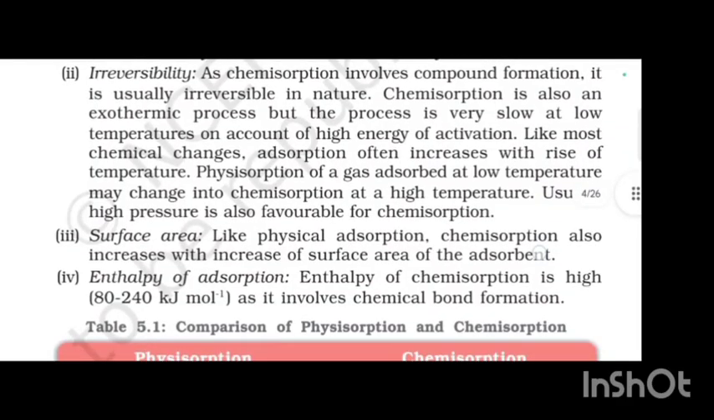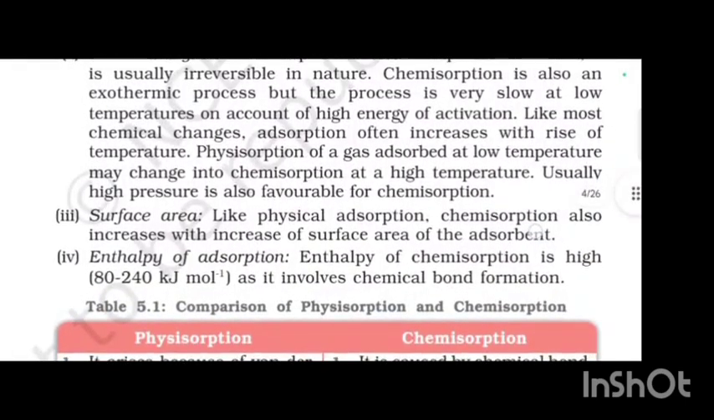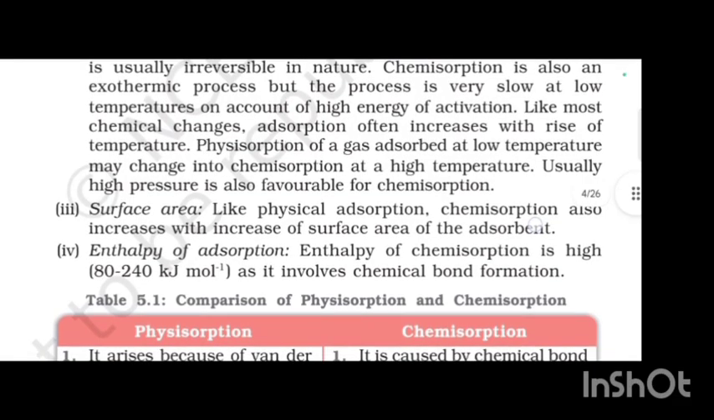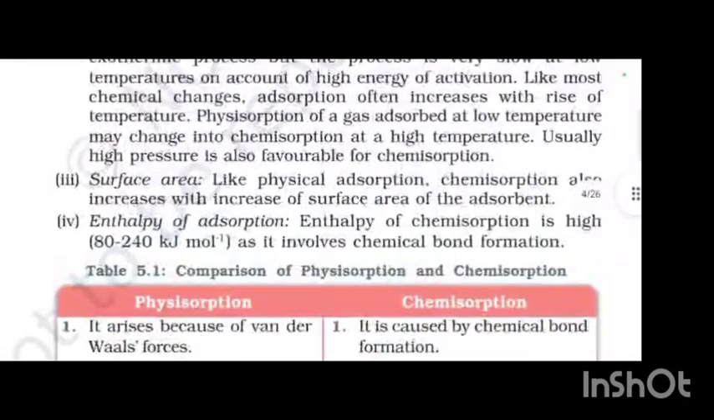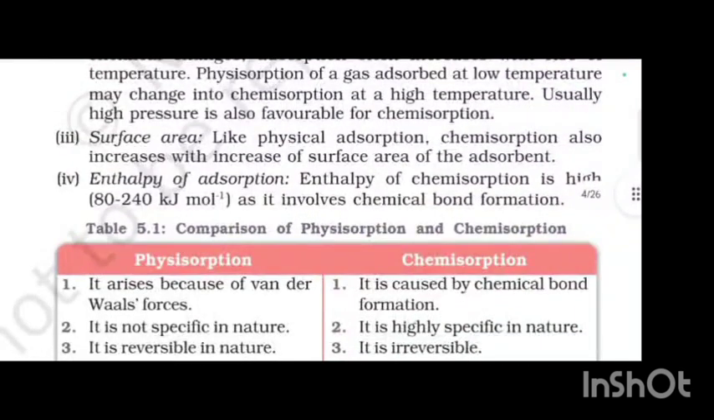Second, irreversibility. As chemisorption involves compound formation, it is usually irreversible in nature. Chemisorption is also an exothermic process, but the process is very slow at low temperatures on account of high energy of activation. With rise of temperature, physisorption of a gas adsorbed at low temperature may change into chemisorption at a high temperature. Usually, high pressure is also favorable for chemisorption.